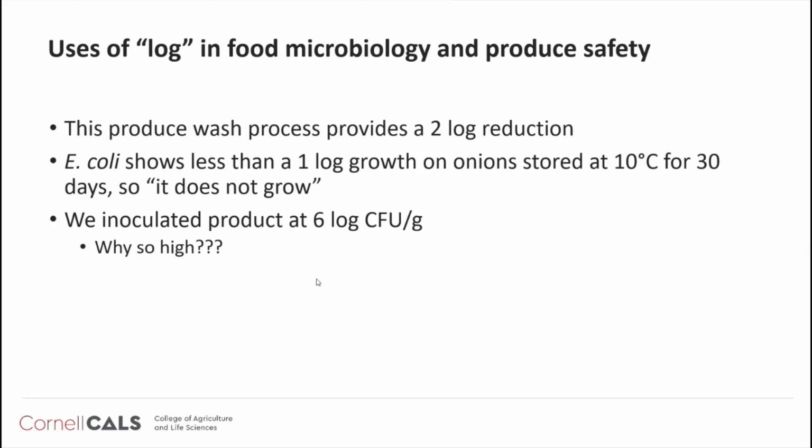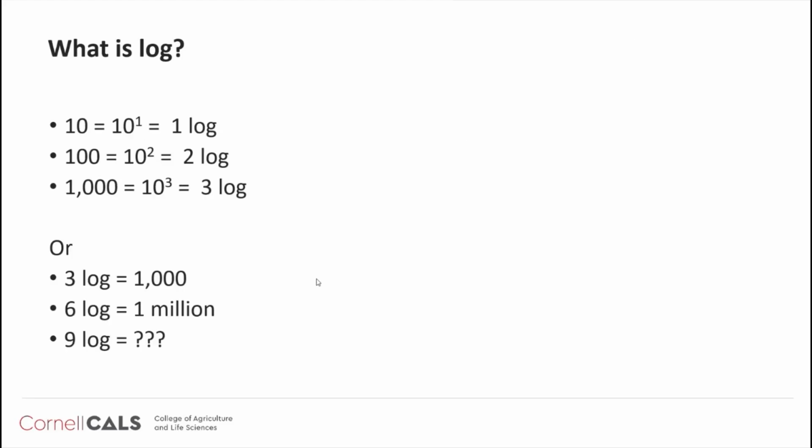So what is log? Let's start with that. Be very simple. 10 is the same as 10 to the 1, which is 1 log. So when I'm talking about 1 log of organisms, I'm talking about 10 organisms. Following up on this, 100 is 10 to the 2, which is 2 logs, and 1,000 is 10 to the 3, which is 3 logs. Or if we go the other way around, 3 logs is 1,000, 6 logs is 1,000,000, and 9 logs is, if you pause to think about it, 1 billion, right? And then 12 logs would be 1 trillion, and so on and so on.